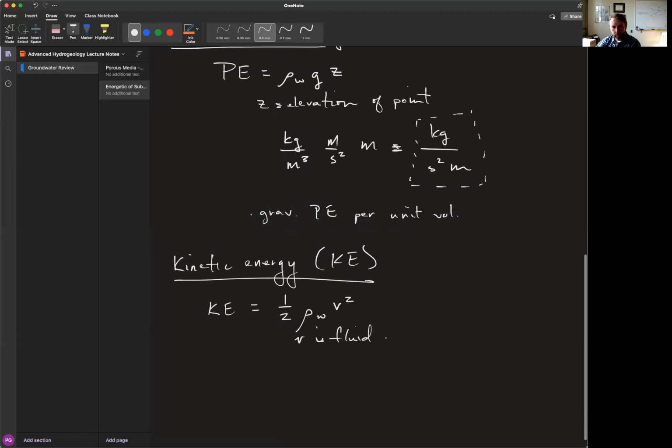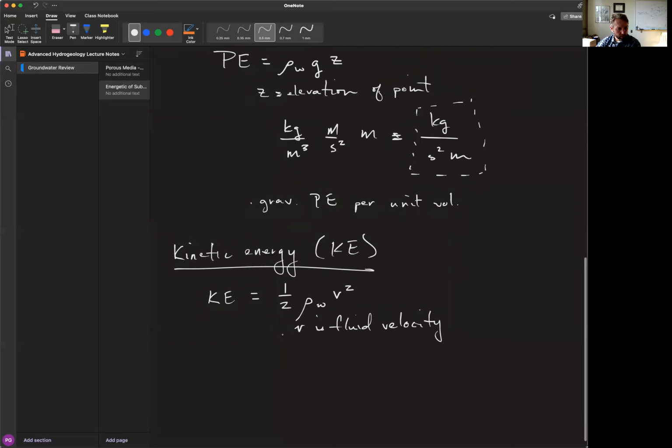Fluid velocity. All right, let's do units here. We have kilograms per meter cubed. Velocity squared is meters per second squared, so that's meters squared per second squared. All right, and we're going to get kilograms per meter second squared.